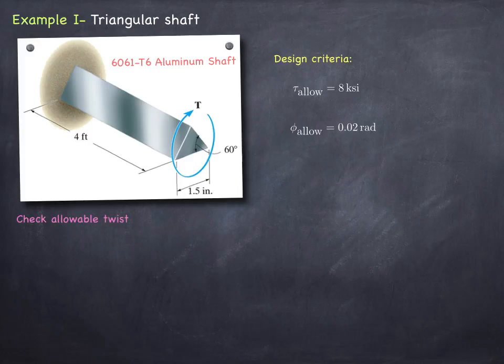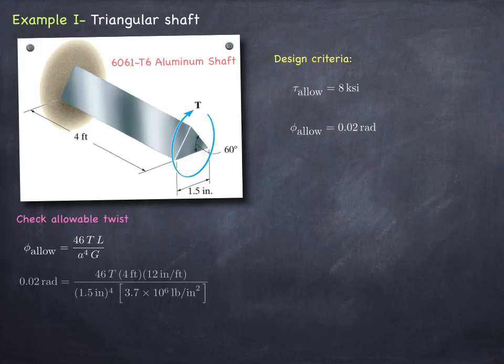We can check for allowable twist, and our formula, if you recall from the previous slide, for the triangular section was allowable twist equal to 46 TL over a⁴G. So we set the left-hand side to be 0.02 radians, and all the quantities on the right-hand side are known except the torque, so from this we can compute the torque that will create that much tip twist, and that happens to be 170 pound-inches.